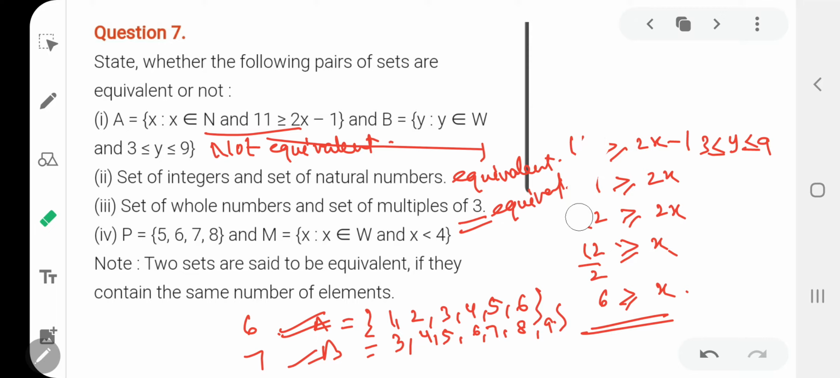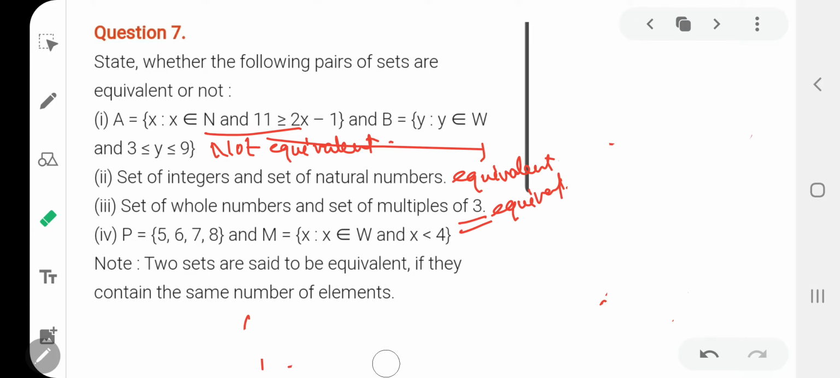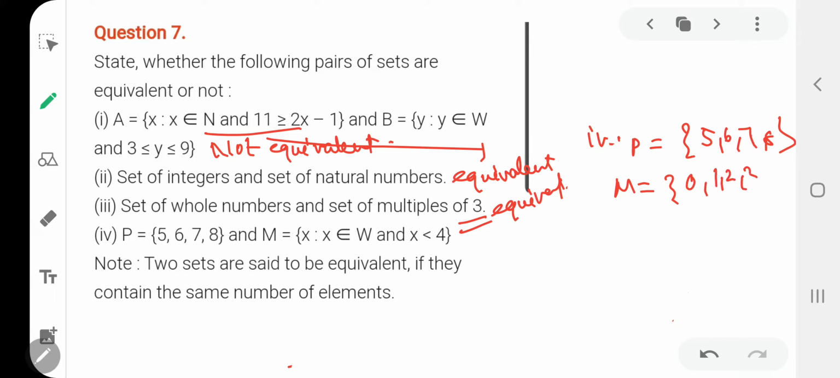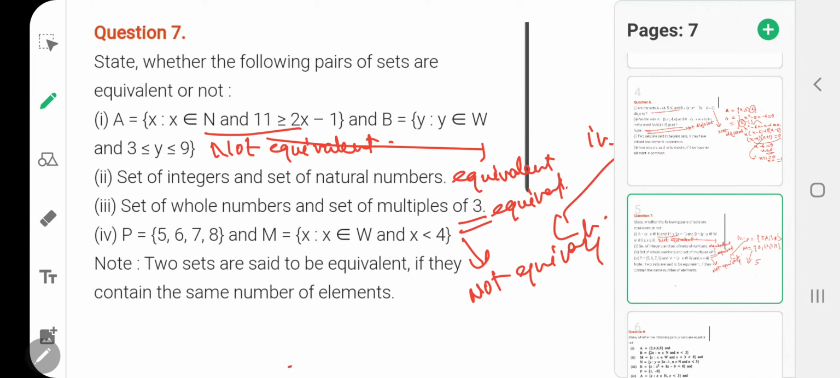Number 4, we will solve the equation and see what elements we get. For number 4, my dear kids, P is given as 5, 6, 7, 8. And M is given as belonging to whole numbers, less than 4. So it will be 0, 1, 2, 3, 4. Can you notice the number of elements in P? They are 4. And the number of elements in M is 5. So this is not equivalent. Got my point clear?